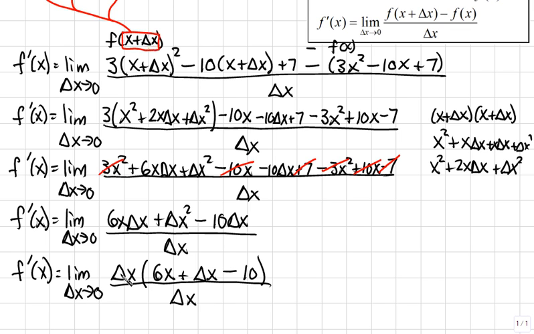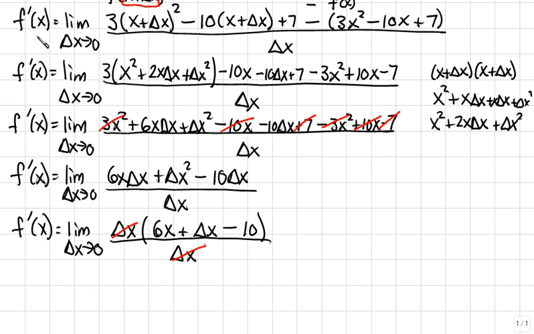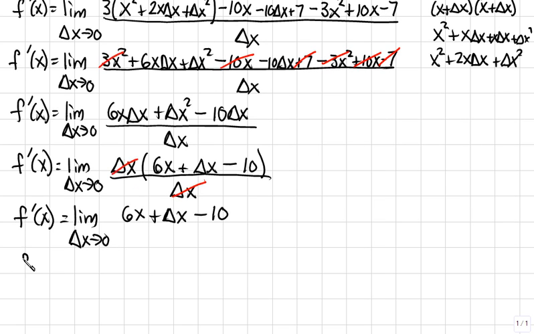The delta x's cancel, and we're now left with the expression that f prime of x is equal to the limit as delta x approaches 0 of 6x plus 3 delta x minus 10. Since we've now eliminated the denominator, we can now evaluate our limit by plugging in 0 in for every delta x. So this will become our derivative, f prime of x.